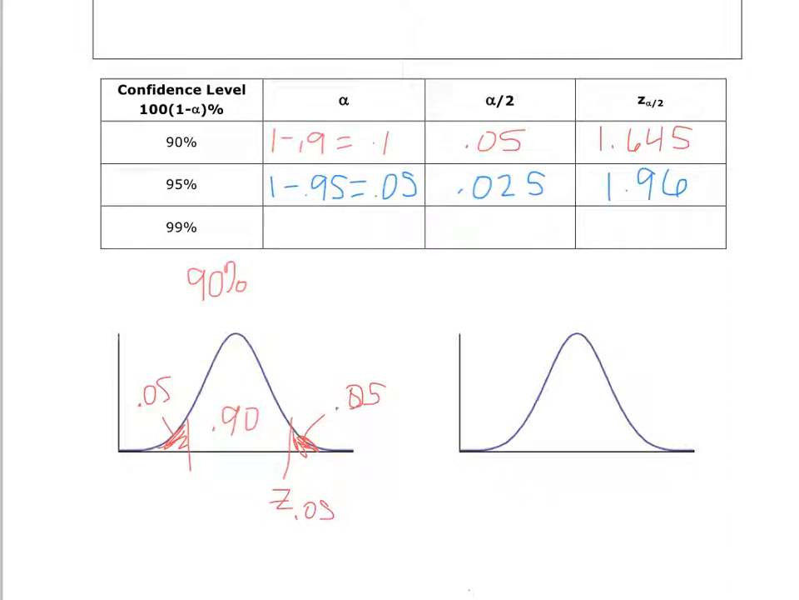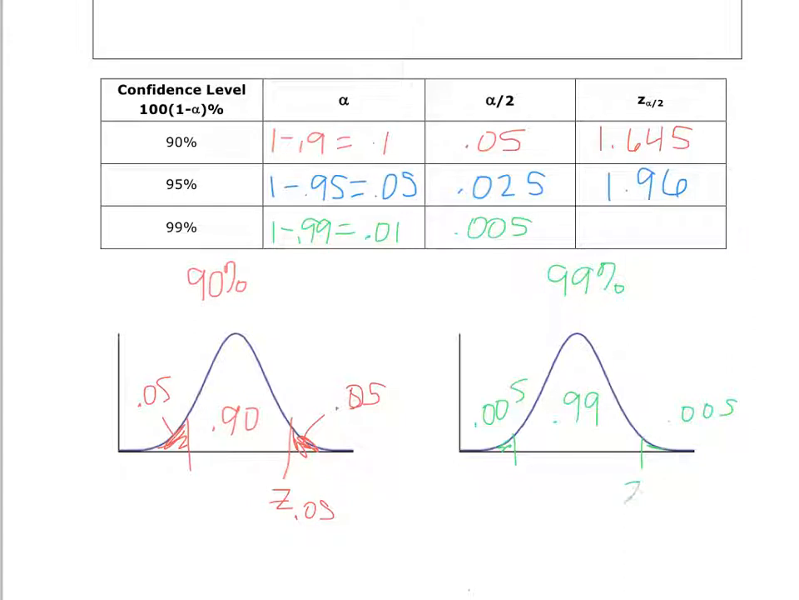For various reasons, for 90% confidence level, the z-value we want to use is 1.645. Let's look at 99% confidence level. So the alpha is 1 minus 0.99, which is 0.01. So alpha over 2 is 0.005. All right, in between those z-scores, we have area of 0.99. So on either side, we have area of 0.005.